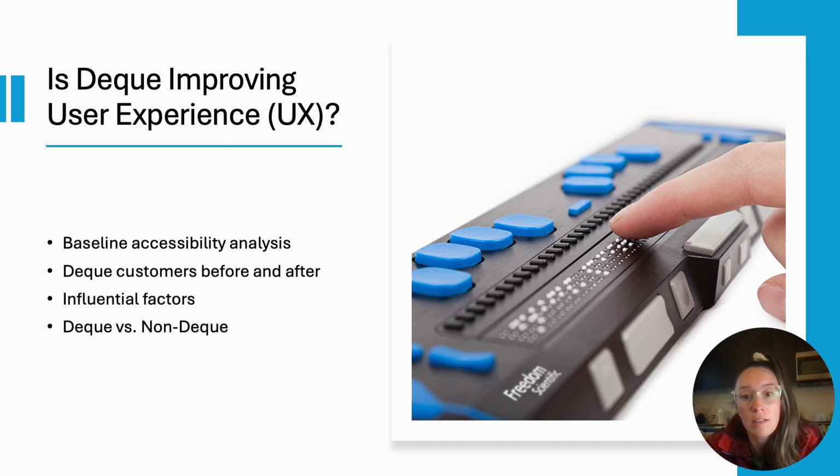To do this analysis, a lot of data needs to be gathered. It would be helpful to have an internet-wide baseline for accessibility. We would want to look at differences in accessibility across different industries and regions. And most importantly, we would want to do comparisons between Deque customers and non-Deque customers and look at Deque's customers' accessibility scores before and after using their services.